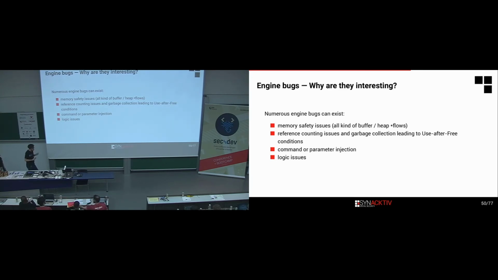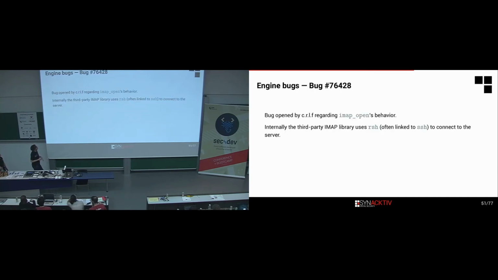We can have a lot of bugs in virtual machines and interpreters. So we can have all the memory safety issues. So I just wait for your question, like when are we going to rewrite PHP in Rust? But even in Rust, we can still have reference counting issues, garbage collection issues leading to use after free issues, or command or parameter injection, or just logic issues. So executing native code will allow me getting around the engine's boundary, the virtual machine boundary, and bypass every security measure it has.